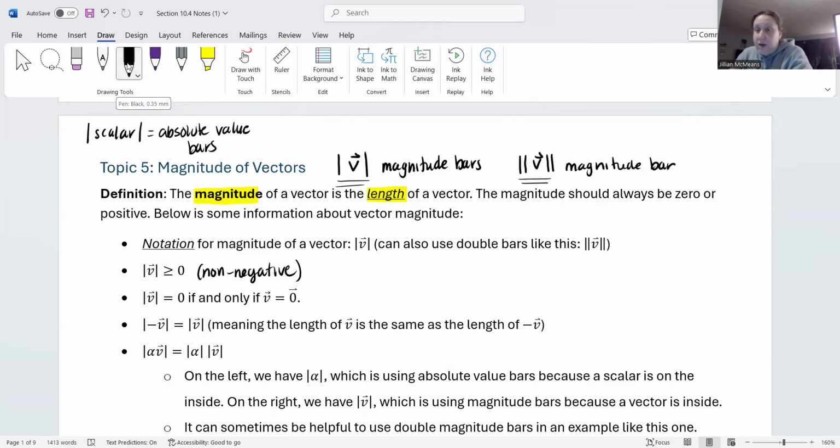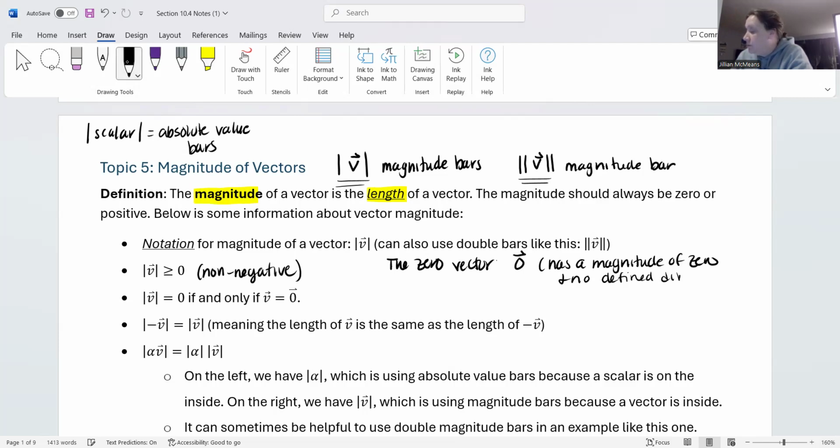Now, if a vector has a magnitude of 0, that is going to be the case if and only if the vector is the 0 vector. And the 0 vector, denoted by 0 with the little vector bar on top, has a magnitude of 0 and no defined direction. Okay, so if you end up getting magnitude equals 0, then you know you're dealing with the 0 vector.